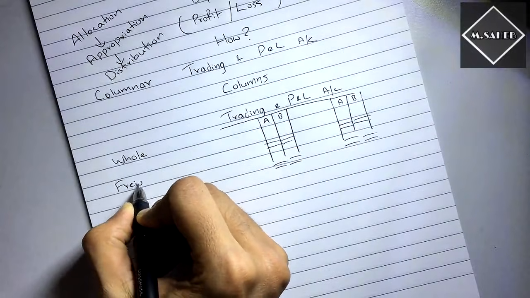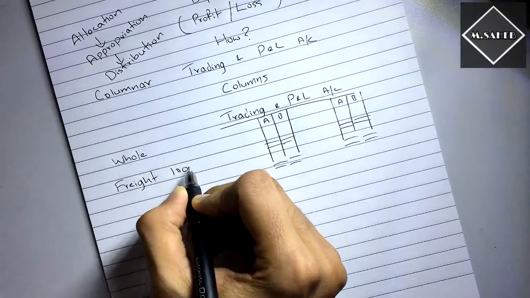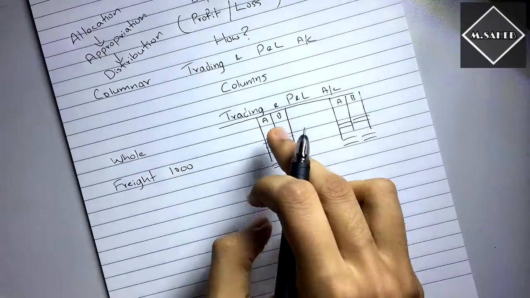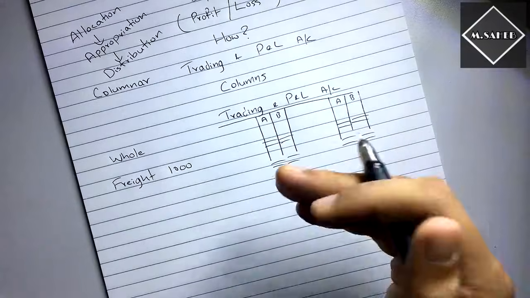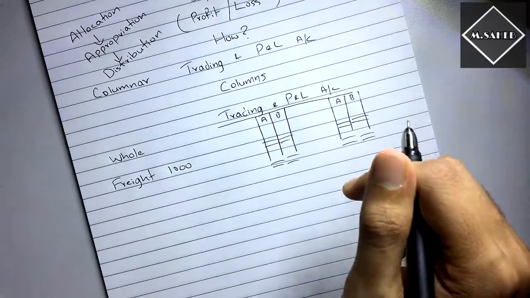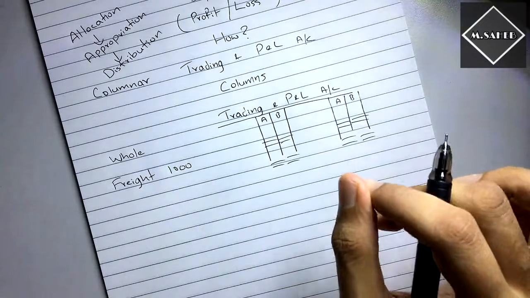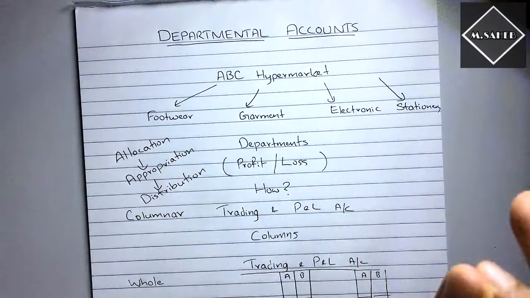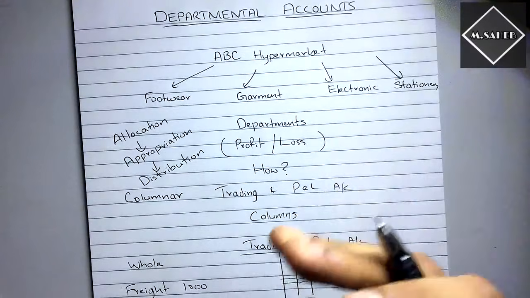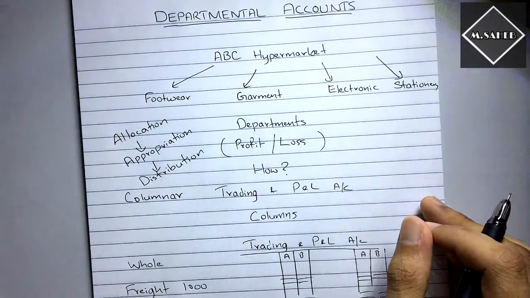They will say Fred 1000 rupees. Now how are you going to allocate 1000 rupees between these guys? What is the basis? How are you going to distribute between these two departments? Yeah, that's the important thing over here. That's allocation. Okay, so keep that in mind. How to distribute expenses, that's important over here.